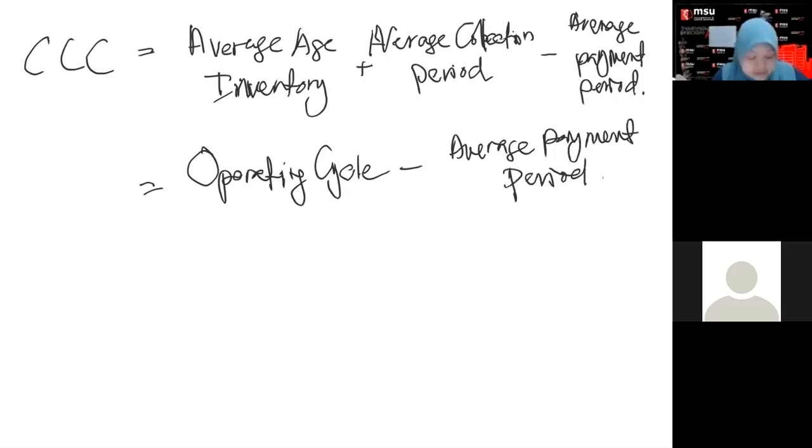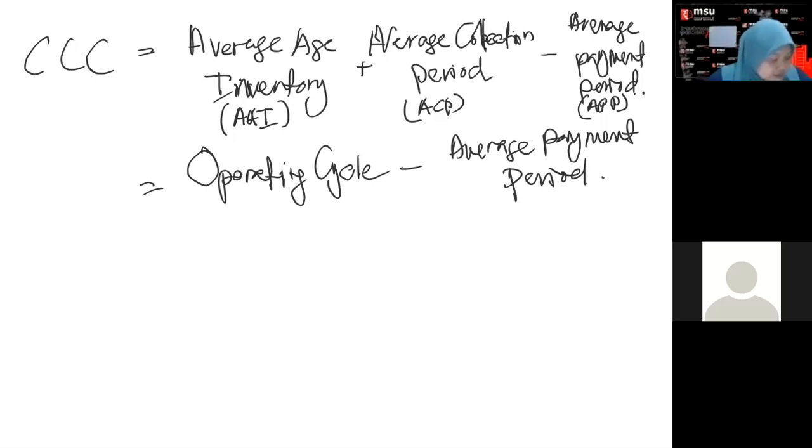So all the answers will be in this. In your group, average age of inventory is AAI. In financial statement analysis, it is known as inventory turnover in days. Average collection period is ACP. Average payment period is APP. Once you settle the operating cycle and average payment period, you will get the duration for the cash conversion cycle.